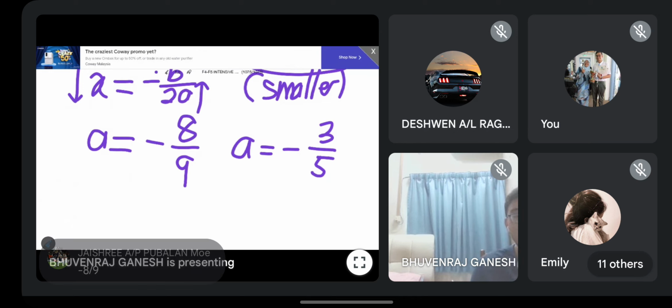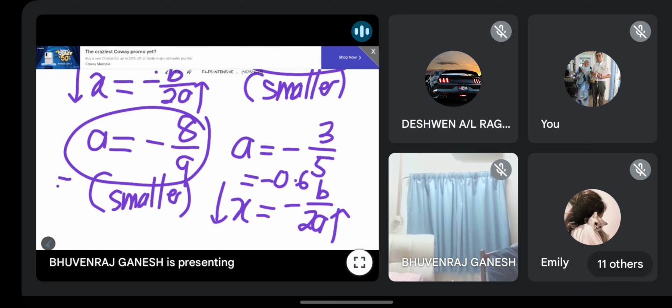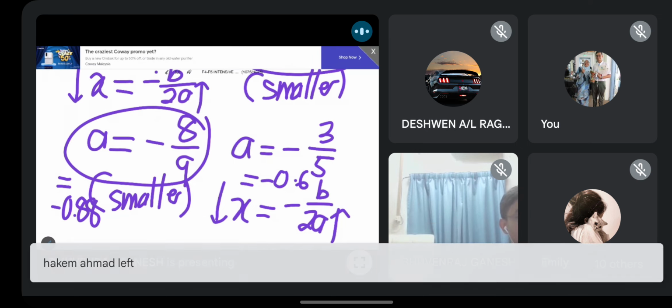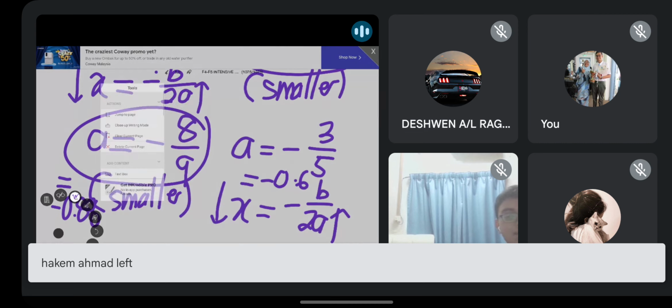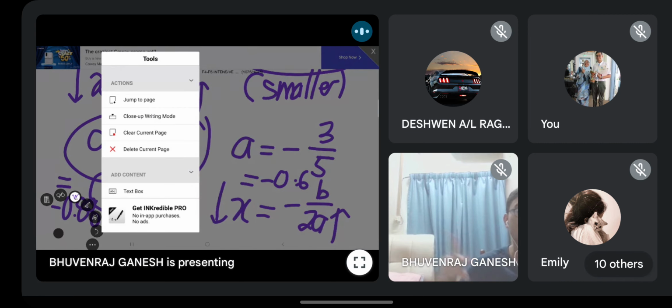Okay, why? X equals negative b over 2a. I want smaller, means A must be larger. So this is the larger A. Ini adalah nilai A lebih besar. This one is negative 0.6 only. Okay, this one you will get negative 0.88. So if you see the magnitude, 0.88 is larger than 0.6. So that's why graph dia lebih kecil. It's a smaller graph. Okay guys, are you clear already on how to see the A value, which one bigger, which one smaller?